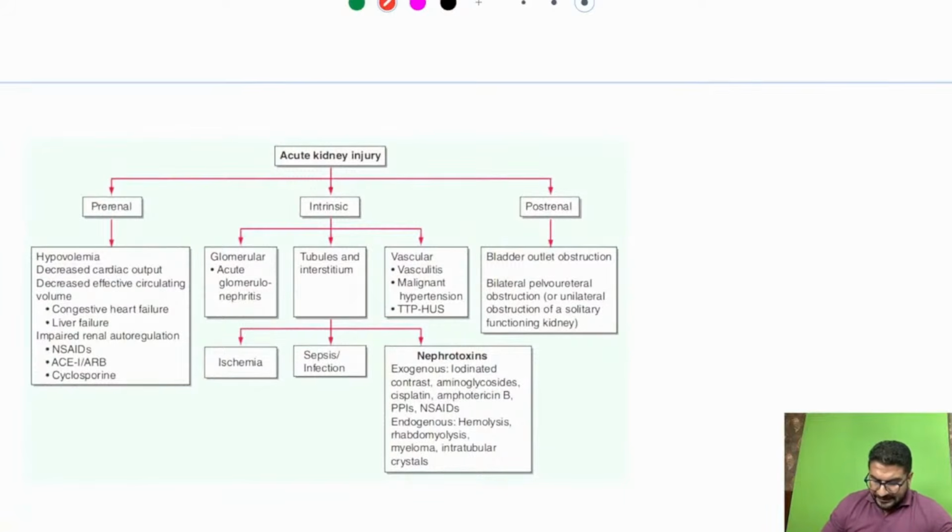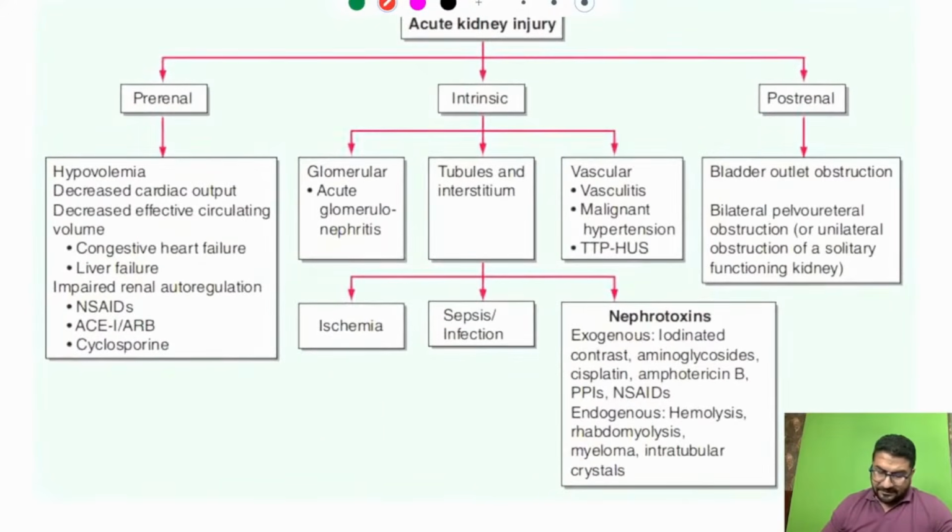Okay, now let's talk about AKI. AKI means acute kidney injury. अब इसको समझो एक बार. This is like a table from Harrison. You can see this table in Harrison also. तो यहाँ से कई सारे questions exam में आते हैं.